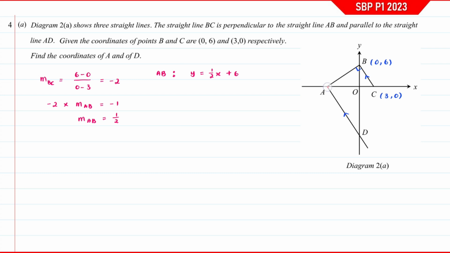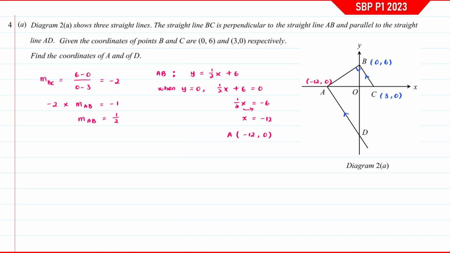Point A lies on the x-axis. Therefore, we can confirm that the coordinate y of the point A is equal to 0. To find the x-coordinate of the point A, we just need to substitute y equal to 0 into the equation of AB. Then 1 over 2 x plus 6 is equal to 0. 1 over 2 x is equal to negative 6. x is equal to negative 6 times 2, which is negative 12. Therefore, the coordinate A will be (negative 12, 0).